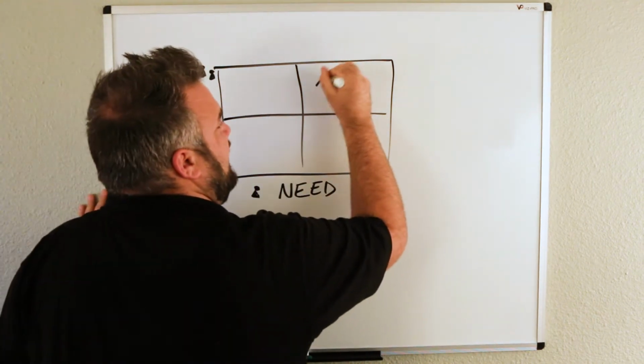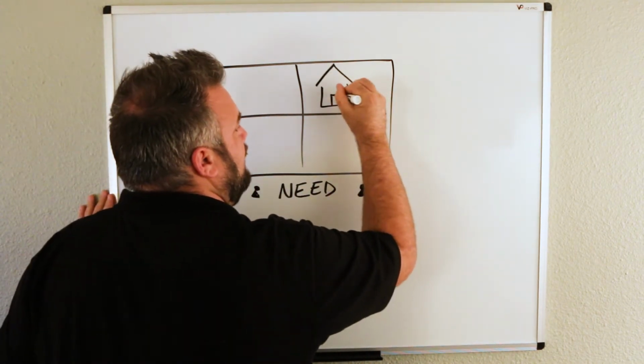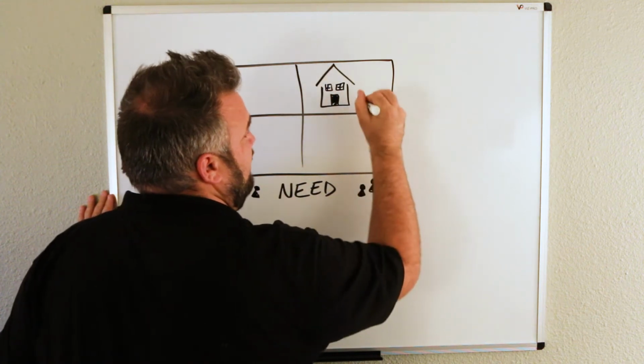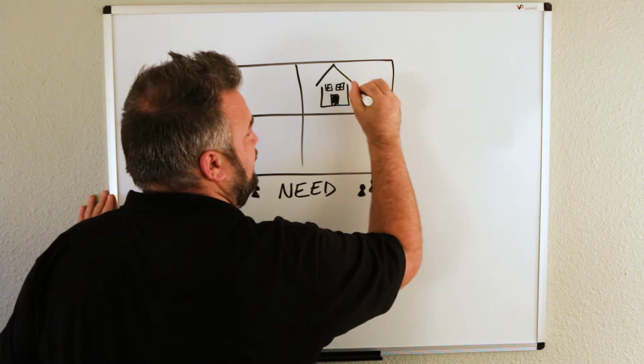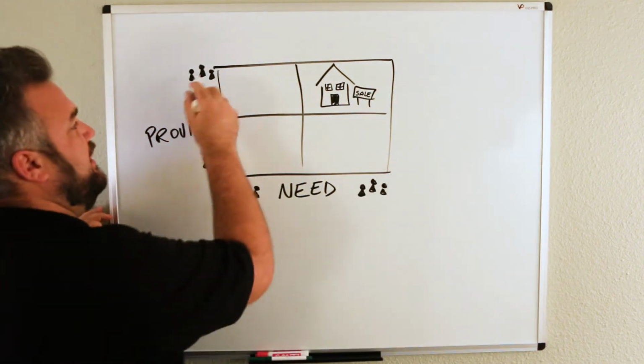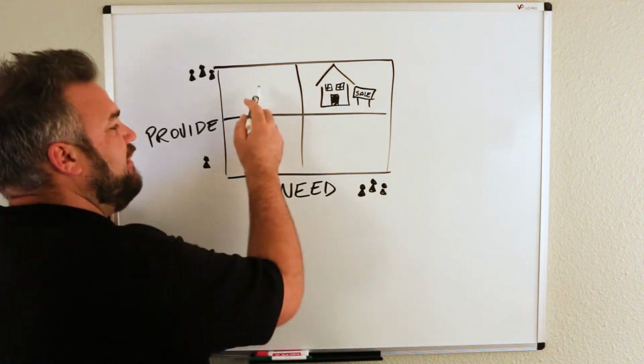Now, the first category is a lot of people provide it and a lot of people need it. This would be like a realtor. Almost everyone in their life is going to buy or sell a home or even rent. And there are realtors everywhere that provide that service.